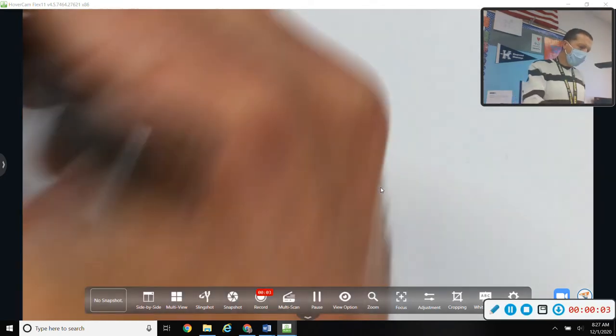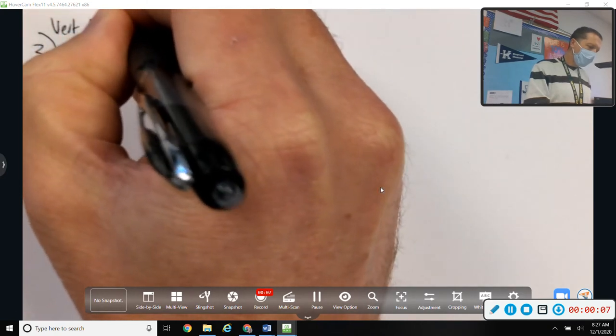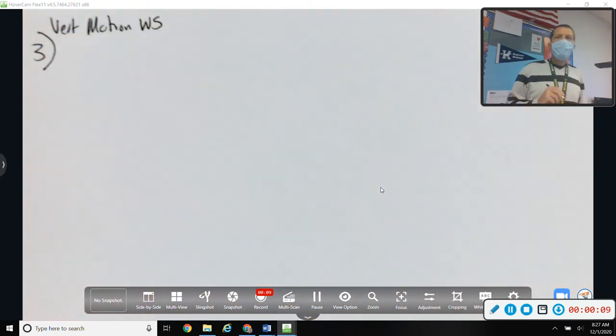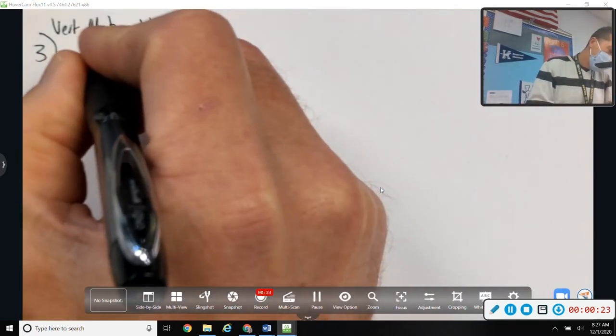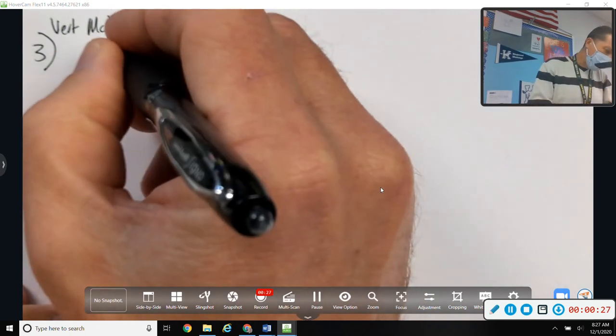Okay, look at number three from the vertical motion worksheet from yesterday. Suppose a 5-foot chandelier falls from a 100-foot ceiling in the Capitol building and that you are 6 feet tall and standing directly under the chandelier. The drawing will not be to scale, but you'll get the idea.